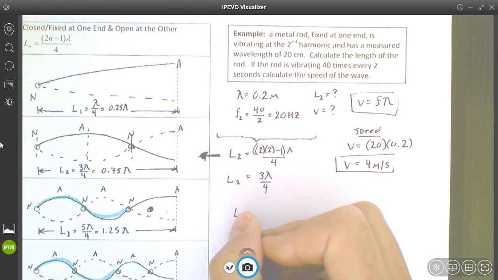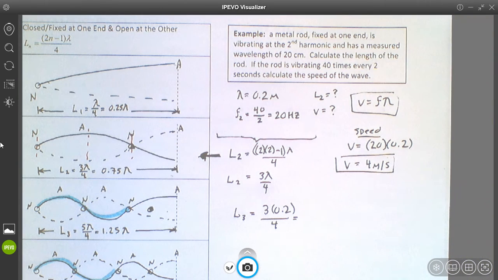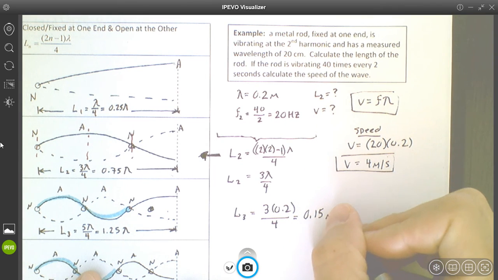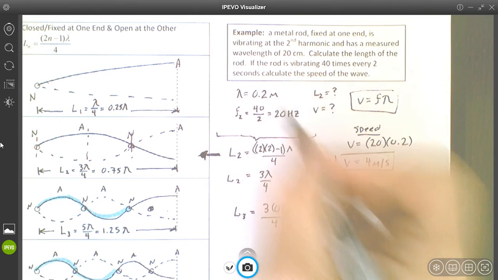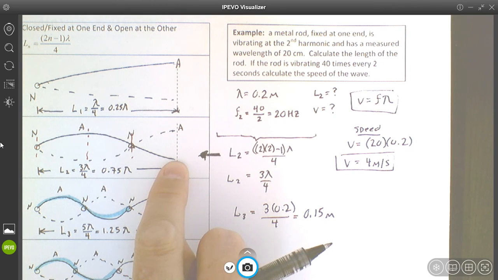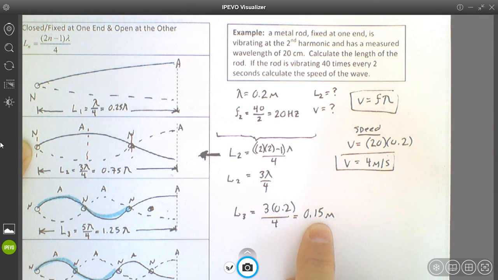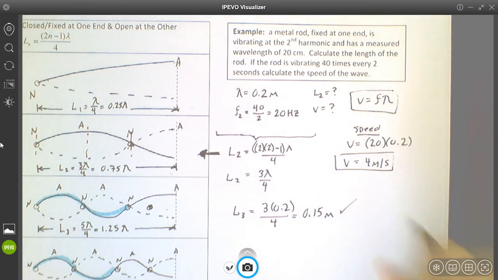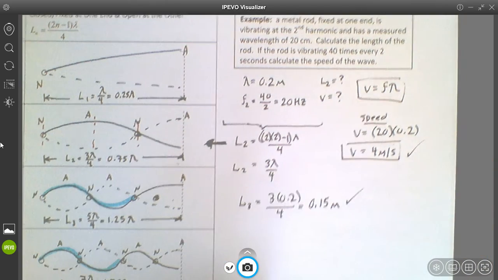Now, I already have the wavelength. The wavelength was 0.2, divided by 4. So you go 3 times 0.2 divided by 4, which tells us the object is about 0.15 meters in length. That makes sense, because the wavelength is 0.2 and it's resonating at this frequency. Look, the wavelength of 0.2 is all the way out here, but the rod is only this long, which means it has to be smaller. So it's got to be 0.15. In fact, that's 3/4 of 0.2. Okay, so that's all you need for that type of question. Again, you just have to recognize which formula to use and which diagram you should draw that goes with it.